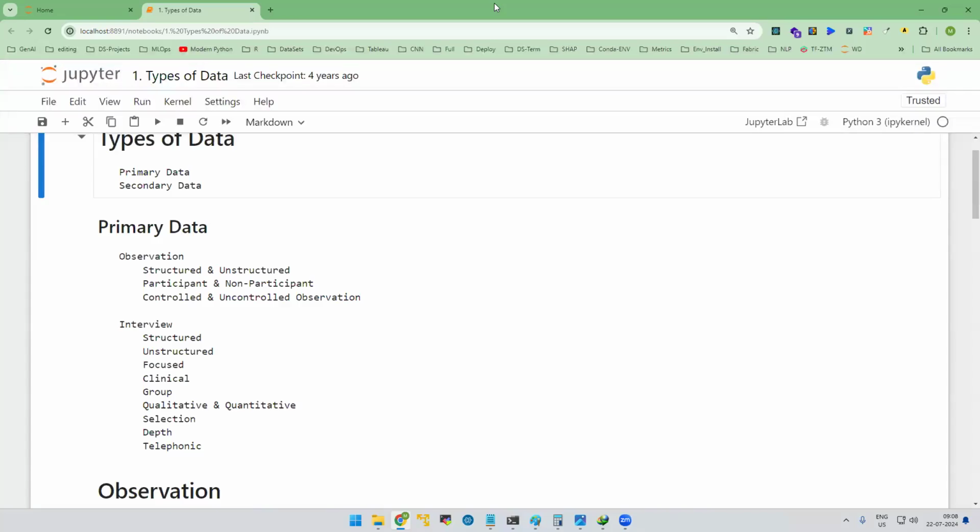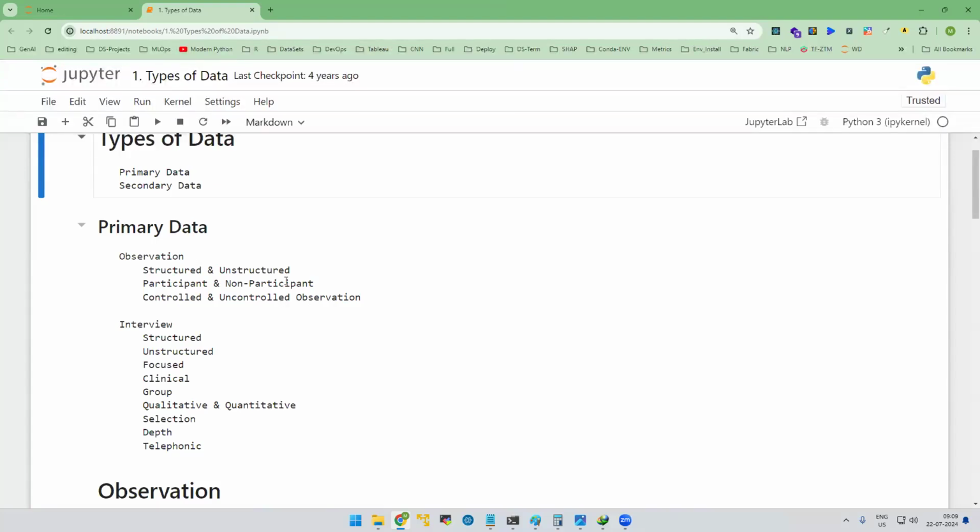So it's observation. You're not directly involved in the game, or directly interviewing the person who is involved in the game, isn't it? That is what we call observation. Again, there are three kinds of subcategories: structured and unstructured, participant and non-participant, controlled and uncontrolled.